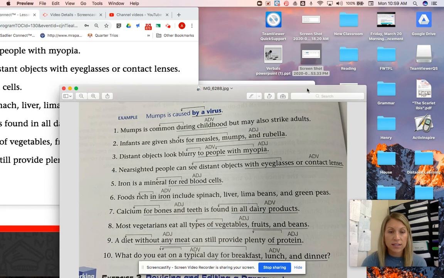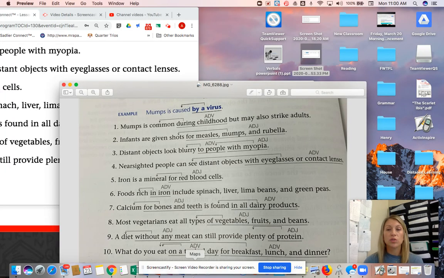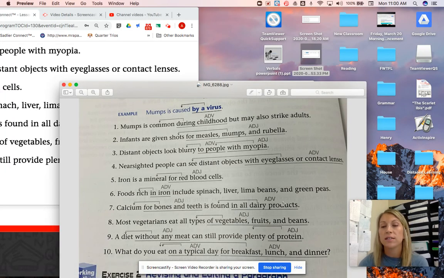All right, and then lastly, number 10. It says, what do you eat on a typical day for breakfast, lunch, and dinner? All right, got a lot going on here. So we have on a typical day, which is a prepositional phrase, and for breakfast, lunch, and dinner, which is a prepositional phrase. You have a compound object because you have and. So let's think about it. On a typical day, what do you eat? Eat is a verb, so on a typical day would be an adverb phrase. For breakfast, lunch, and dinner is going to be modifying eat as well. So you just have 2 different prepositional phrases, but they're modifying the same word. That is totally fine. Since they're both modifying verbs, they're both acting as adverbs.